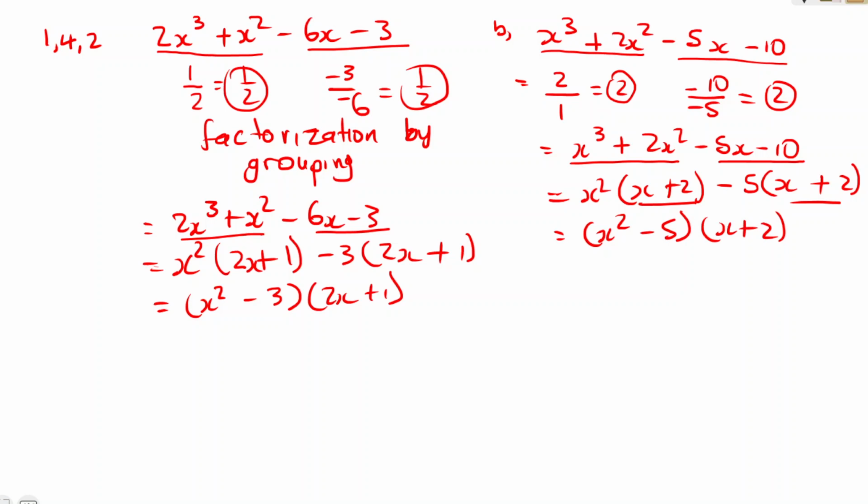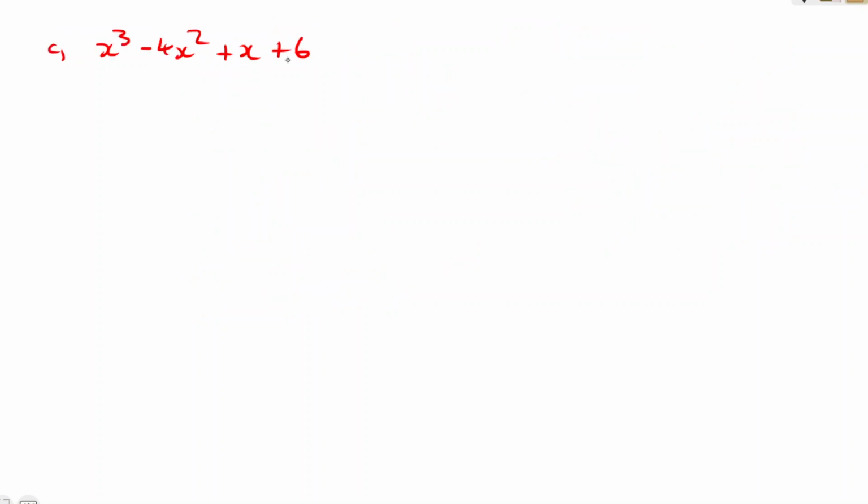Now I'm going to show you factorization by synthetic division. In other words, if these two ratios are not the same, then you have to use the other method, which they call synthetic division. This is how it works. This is the cubic polynomial. Look at the first two terms. If you take the coefficient of negative 4 and divide it by the coefficient of the cubic term.